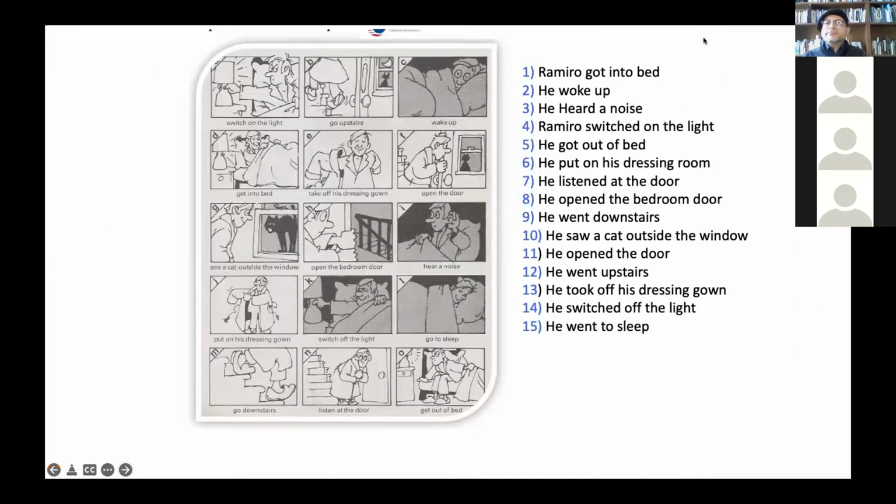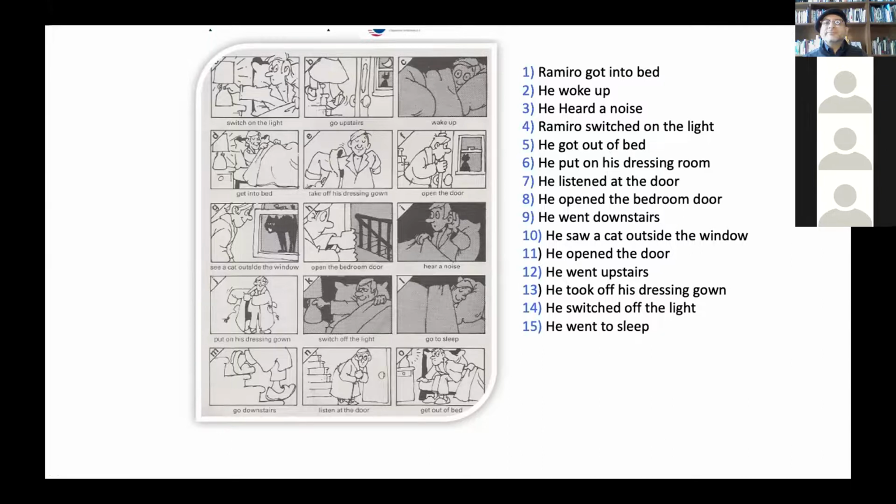Okay, so what the team came up with is, well, in this order. The first one, we call him the guy Ramiro. Since he didn't have a name, they say it was Ramiro. So Ramiro got into bed, number 1. Then he woke up and he heard a noise, number 3. Number 4, Ramiro switched on the light. Number 5, he got out of bed.